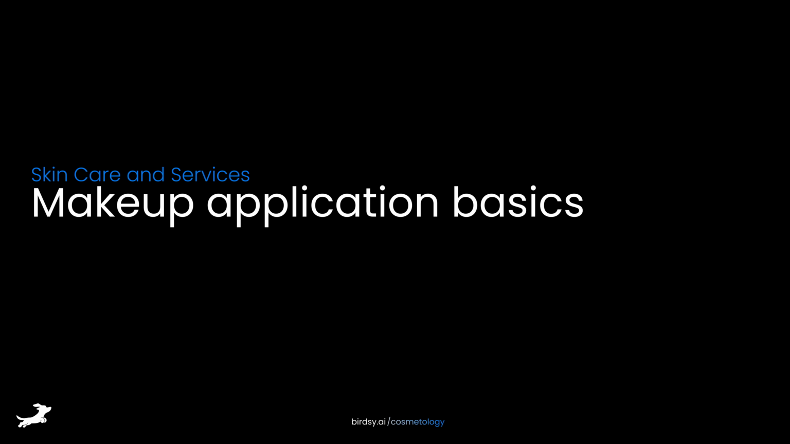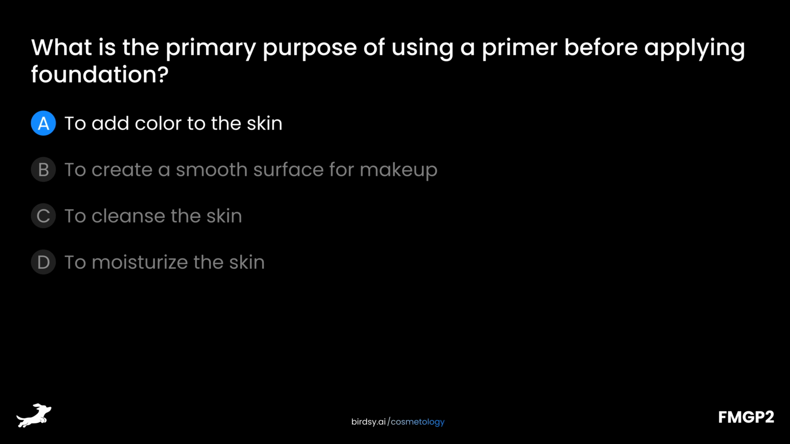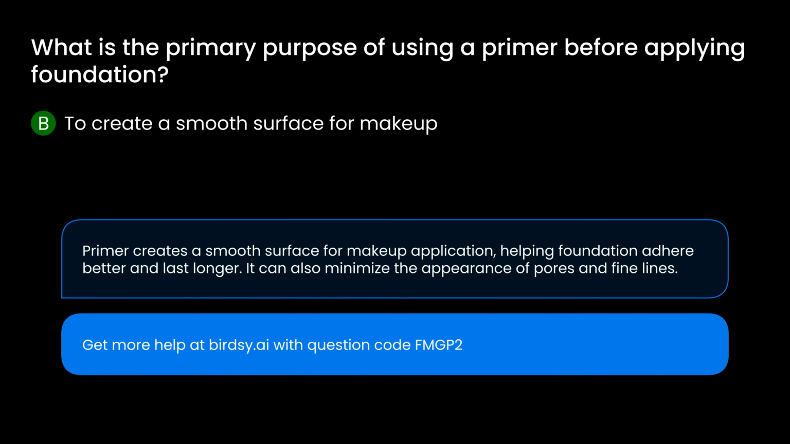Makeup application basics. What is the primary purpose of using a primer before applying foundation? Is it A, to add color to the skin, B, to create a smooth surface for makeup, C, to cleanse the skin, or D, to moisturize the skin? The answer is B, to create a smooth surface for makeup. Primer creates a smooth surface for makeup application, helping foundation adhere better and last longer. It can also minimize the appearance of pores and fine lines.